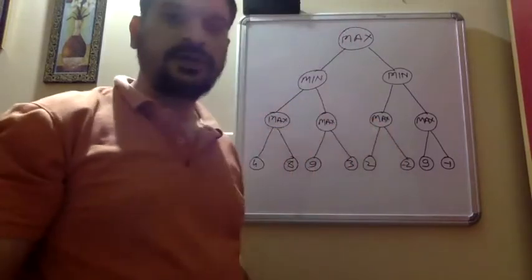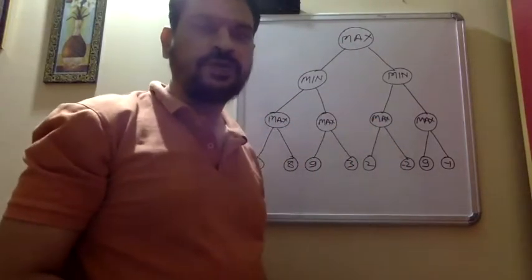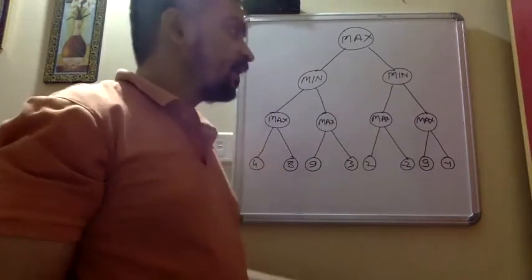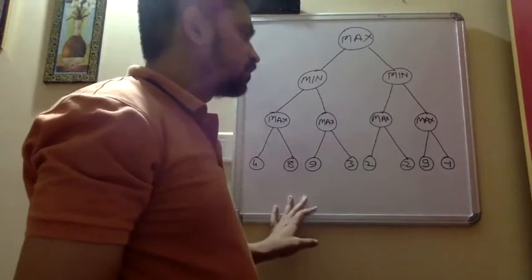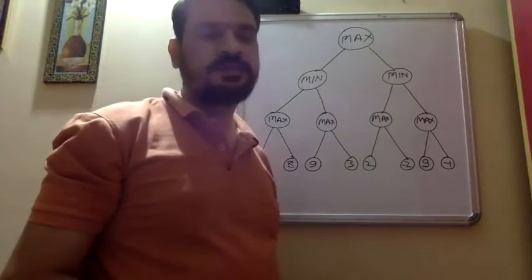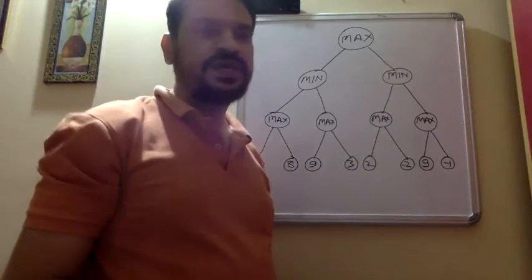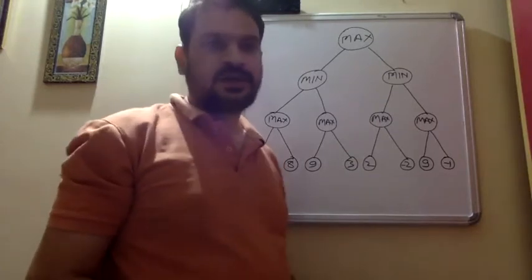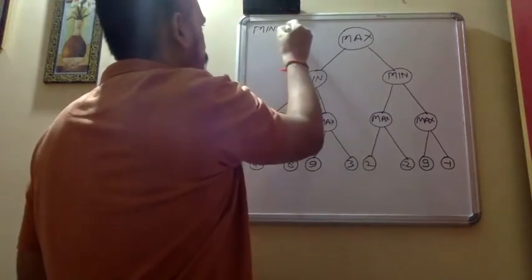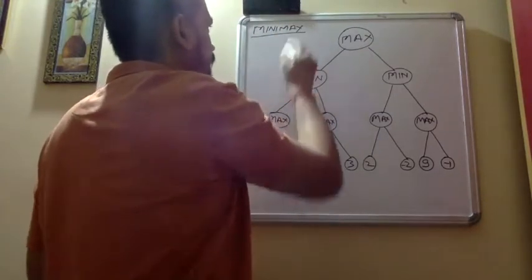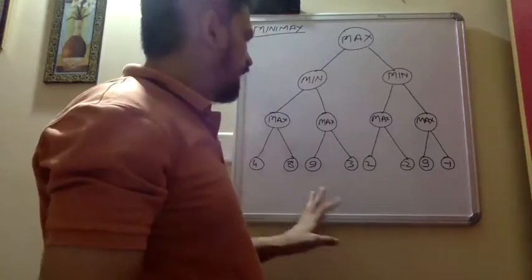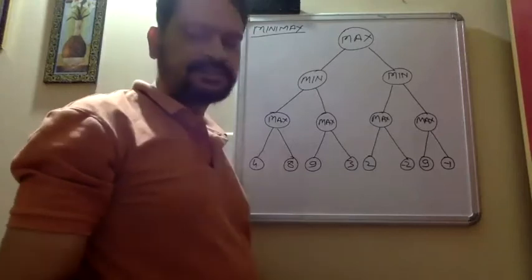Okay, now here we are trying to see adversarial search problems. In that adversarial search problem, we have two types of examples. The first one is the MiniMax problem. The MiniMax problem that we are going to understand with the help of this example.